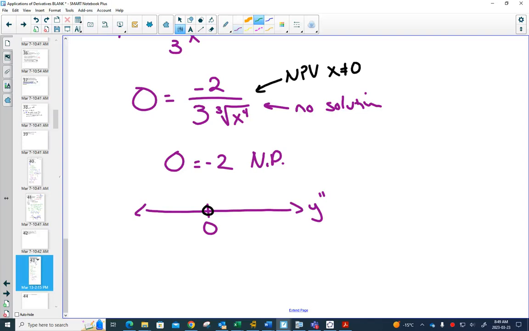So if I plug something into my second derivative before 0, I hope you can see that no matter what you plug in, because it's going to the power of 4, and then you're cube rooting it, it will be positive. So the bottom is always positive, so this will be negative. And this also will be negative. So for sure, it is not an inflection point because it's not changing concavity.